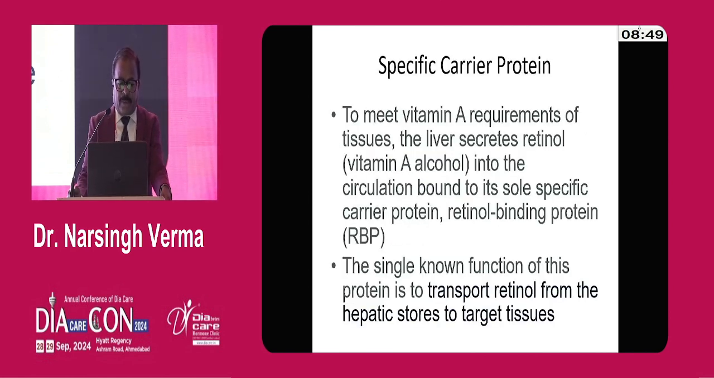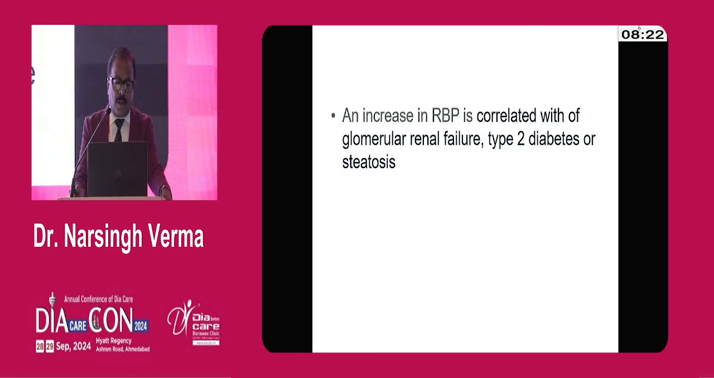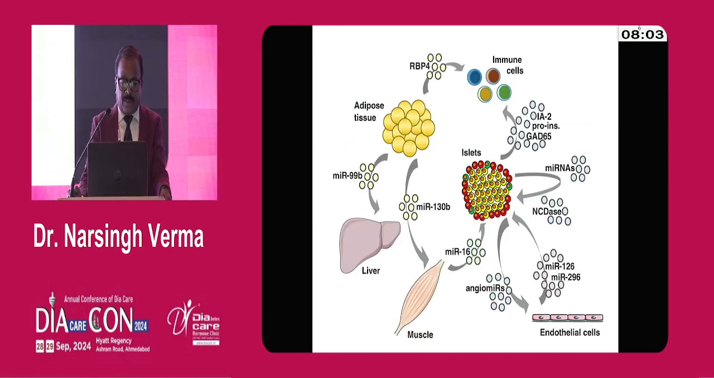It is known that to meet the vitamin A requirement of the tissues, the liver secretes retinol, which is vitamin A alcohol, into the circulation bound to a specific carrier protein. The only carrier protein that binds it is the retinol binding protein, RBP, and I was talking about RBP before. The single known function of this protein is to transport retinol from the hepatic stores to the target tissue. But now there is more evidence that, apart from that, it has some other relation, and an increase in RBP is correlated with glomerular renal failure, type 2 diabetes, and steatosis. So it is not limited to that known function; it has other roles too.